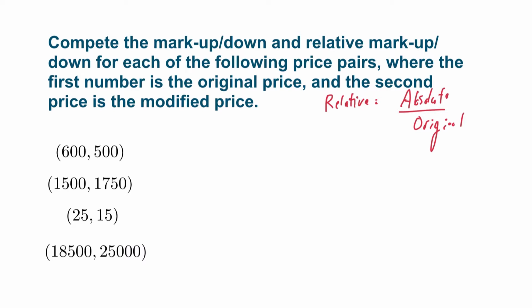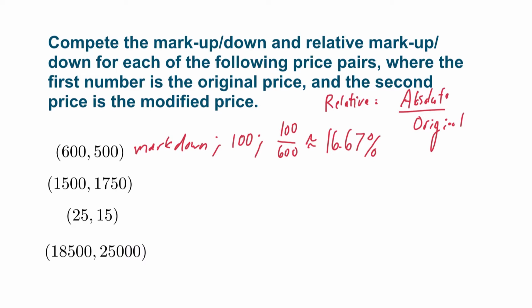The original price was 600 and it was dropped to 500. So this is a markdown. The amount was 600 minus 500. So the overall absolute markdown was 100, and the relative markdown was 100 divided by 600, so something like 16.67% markdown.